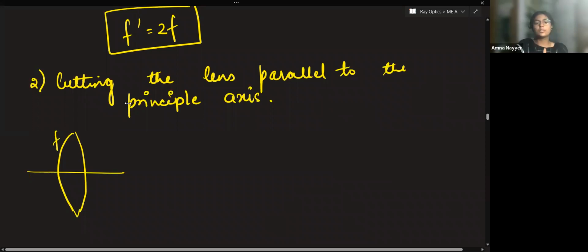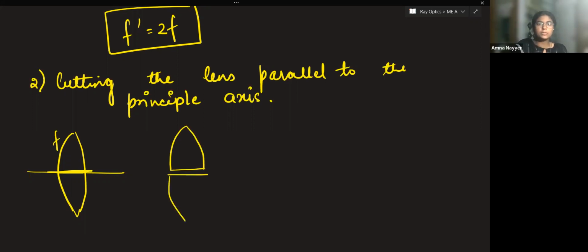This is the focus. If you cut it from here, this is the perpendicular. See what you'll obtain. One part will be this, other part of the lens will be this. F dash is the new focus. Earlier, this was a complete lens. So whose focus was F? F dash is the focus of only this half part of the lens that we are comparing.